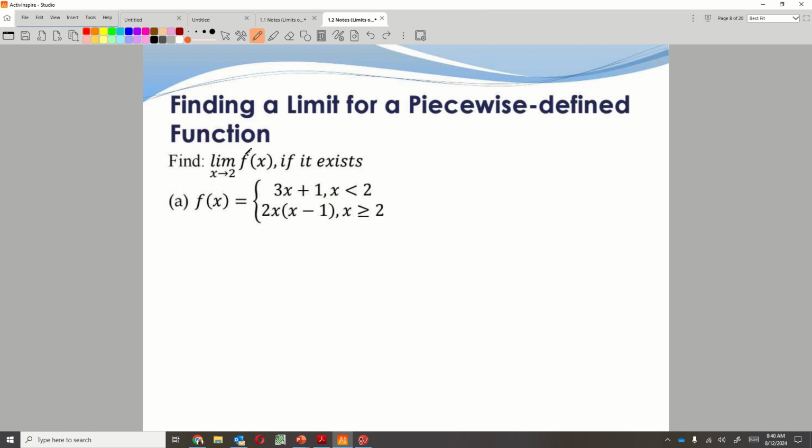Find the limit as x approaches 2, if it exists. Now, we're going to do this non-graphically, because you have to do a lot of this non-graphically. So I'm going to start by plugging in and seeing what happens as x is less than 2. Because I don't have anything undefined in this first part, I'm going to see what this is as x is less than 2. I'm going to get 7.